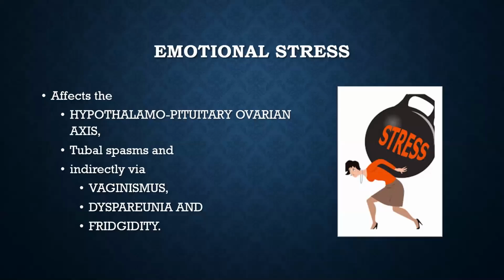If this occurs, it will directly affect the hypothalamo-pituitary-ovarian axis, causing tubal spasms. And indirectly, what will happen? We have vaginismus, dyspareunia and frigidity. Now, this is what happens. And if we get this vaginismus or dyspareunia or frigidity, ultimately, one way or the other, there is a difficulty in conceiving.